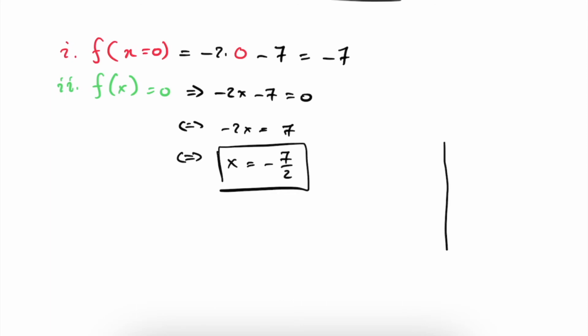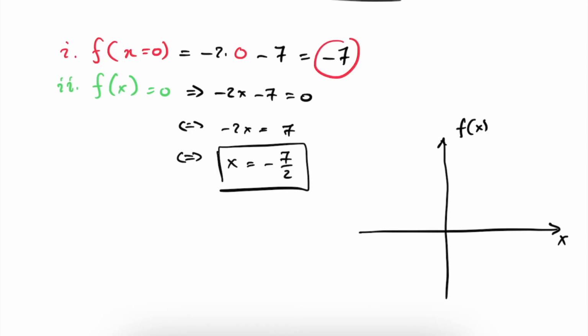Let's now again look how this looks like on a graph with x and f of x. So where does our line cross the vertical axis? Well, this is simply our first point, which is minus 7. Now, where does our line, our function, cross the horizontal axis? Well, this is simply our second point, where f of x is equal to 0, which is minus 7 over 2.